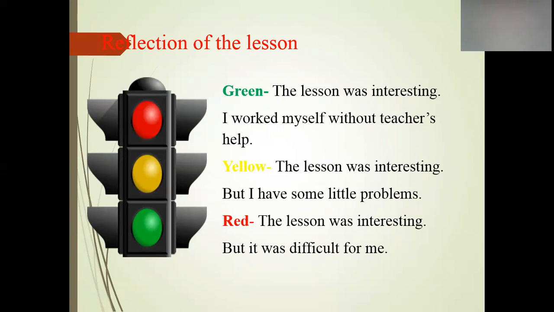Reflection of the lesson. There are 3 colors given. Green: the lesson was interesting, I worked by myself without the teacher's help. If you want to choose yellow: the lesson was interesting, but I have some little problems. Red: the lesson was interesting, but it was difficult for me.